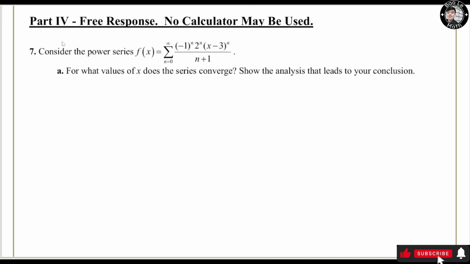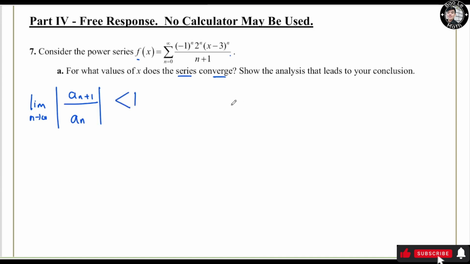Now let's move on to question 7. Consider the power series f of s equal this one. For what values of s does the series converge? Alright, so we're going to use the ratio test, right? So we have the limit when n approaches infinity of the absolute value of a sub n plus 1 over a sub n, right? This one must be less than 1, right?